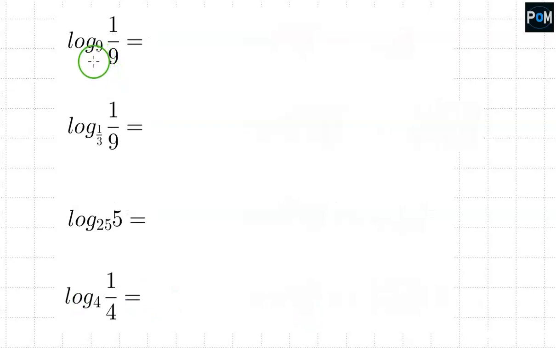Some examples with fractions. Log base 9, and the logarithmized number is 1/9. In such a situation, we need to raise the number 9 to some power to get a result of 1/9. And here we have to go into negative powers. The result of this log will be -1.